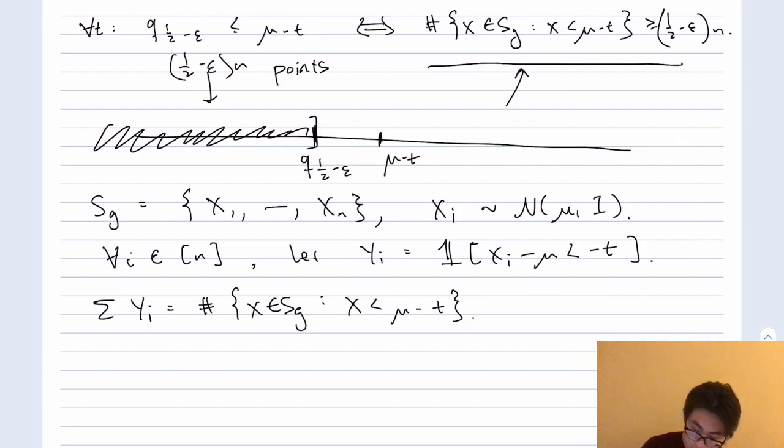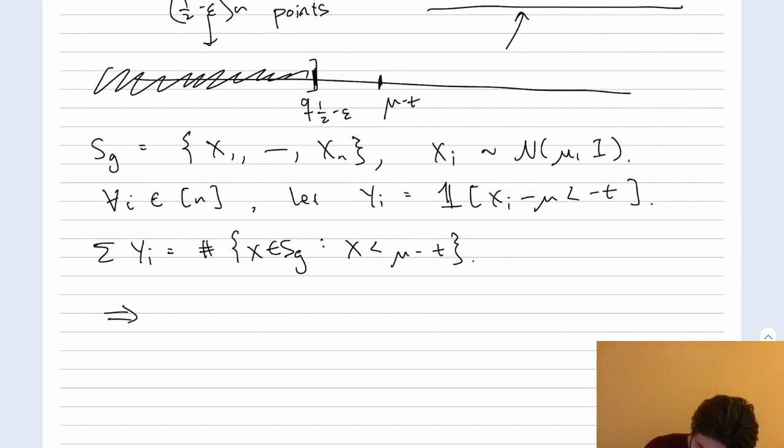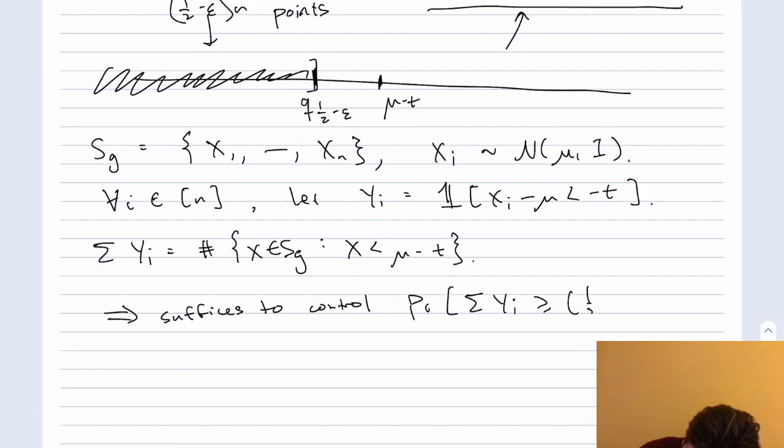Okay, so to control this event that we originally cared about, it is equivalent to control the probability that some yi exceeds 1/2 minus epsilon times n. Okay, so now let's do some quick calculations to understand these yi's.